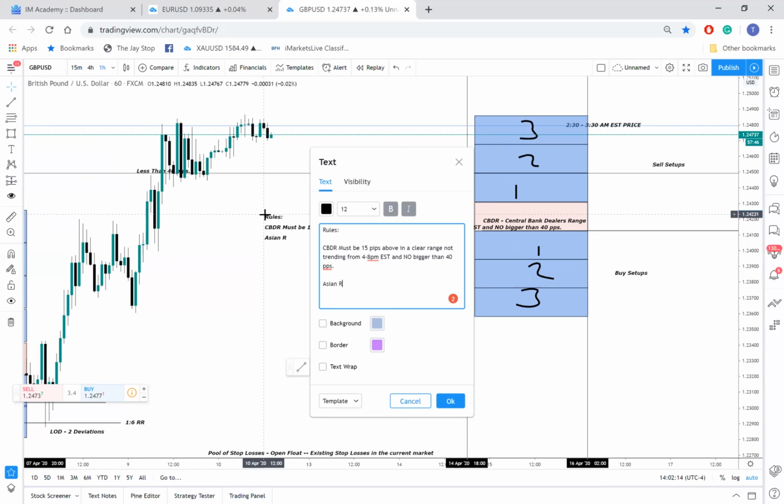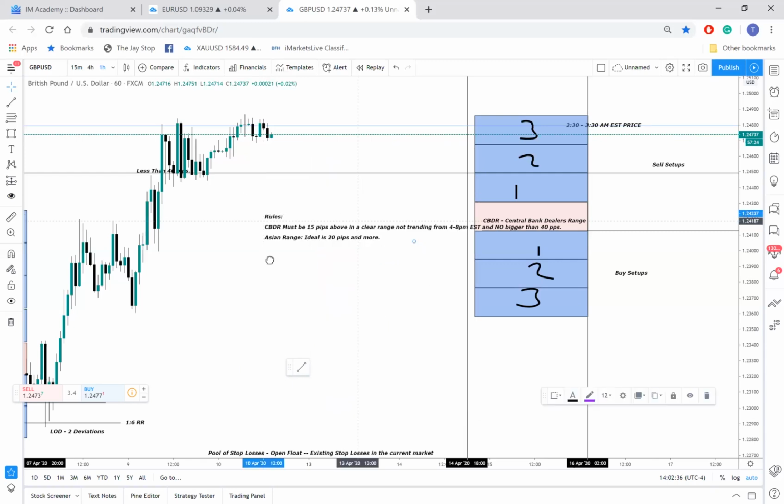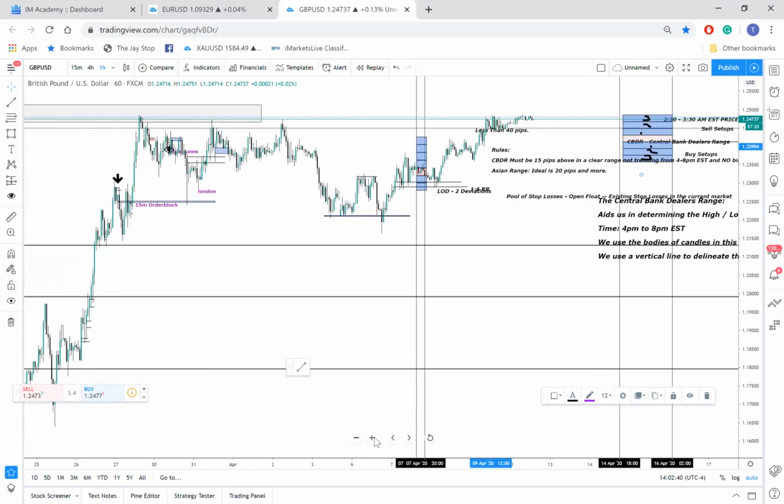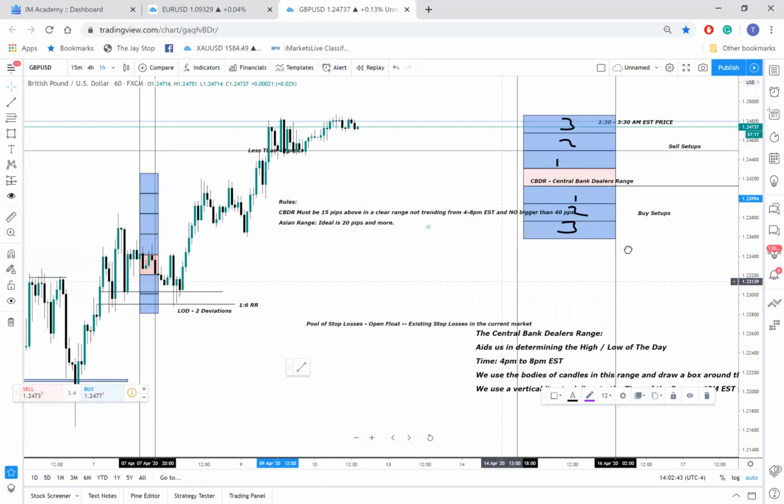Your Asian range ideal is 20 pips and more. And then just keep in mind how we use the bodies for the central bank dealers range and not the wicks. Okay, I hope this helped you guys. We merged together examples with the actual module itself.